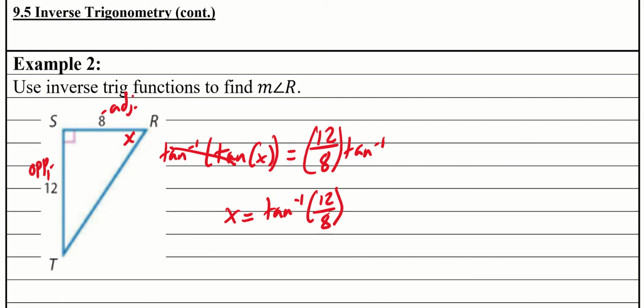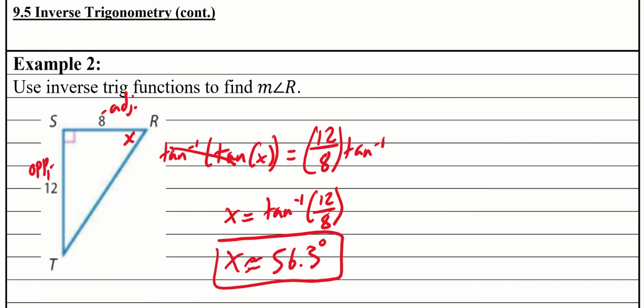Like I said, if you have a calculator, you can just hit inverse tangent and then 12 over 8 from the very beginning. If you're on a phone, you need to find that decimal first, which should come out to be 1.5, and then take the inverse tangent of that. You're going to get X equals roughly 56.3. Get in the habit of rounding that off to the first decimal place, and again I'll put a degree sign there.